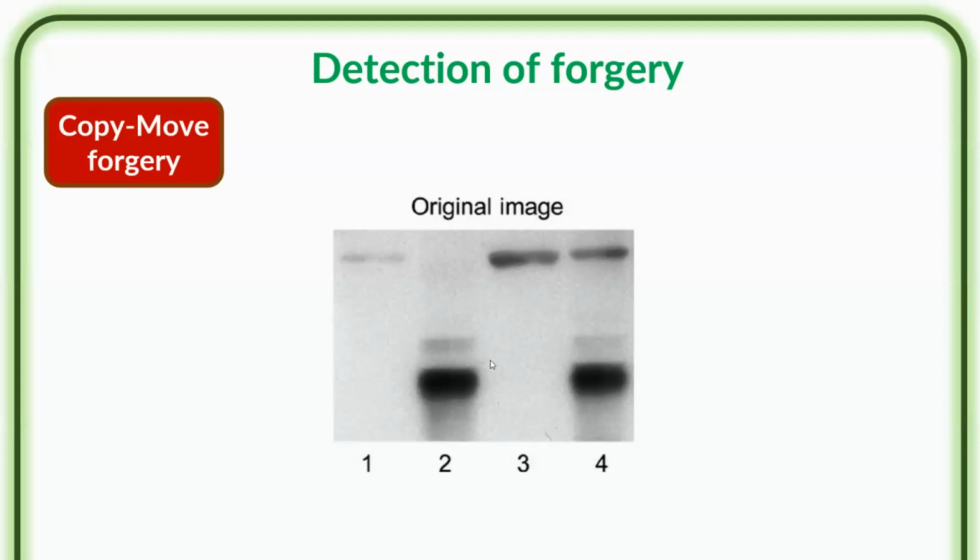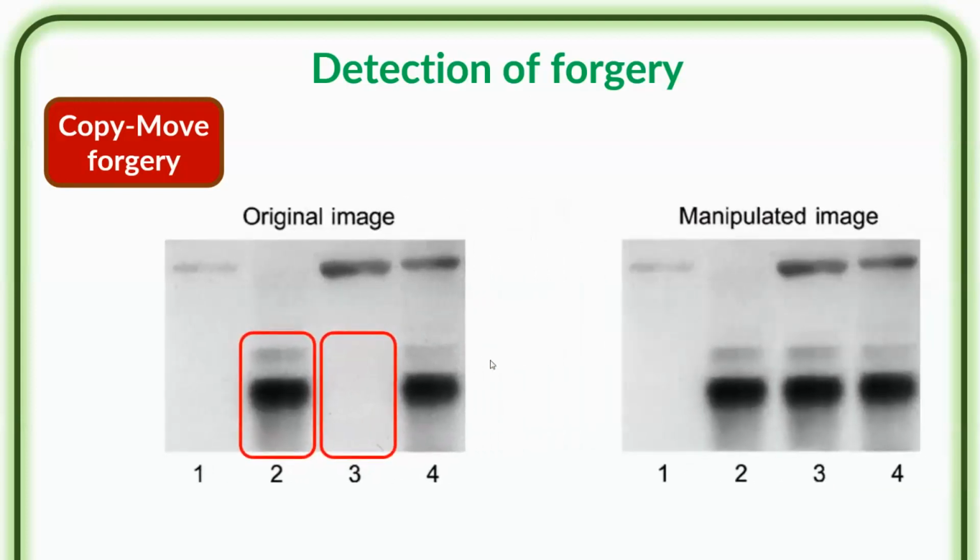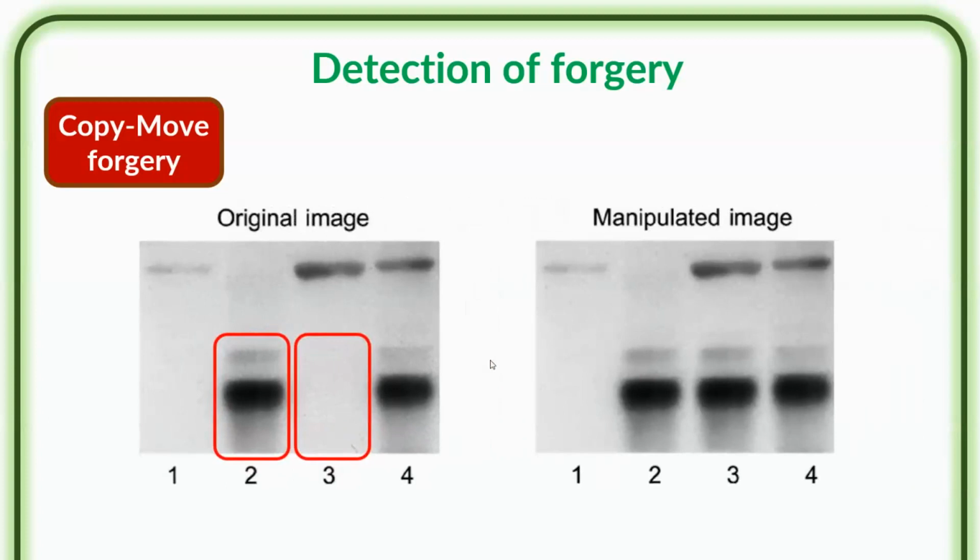So let's look at copy move forgery. This is an original image. I've taken a band and I've just replicated that band onto panel number 3. This is the manipulated image, and to the human eye, it doesn't actually look manipulated at all. You can't actually see a lot of variations, because even in a real Western blot image, many of the bands can have very similar appearances.